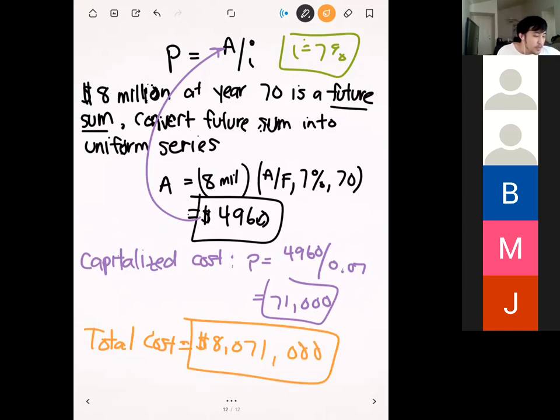And so basically what this means is that in addition to that $8 million, if the city sets aside an additional $71,000 and just sticks it in a bank account with 7% interest, it'll automatically generate all the money that it needs to pay for the replacements every 70 years. So as long as they take that 71,000 and just don't touch it and let it accumulate interest, they'll have all the money they need for all the repairs forever. All right. Any questions on this?